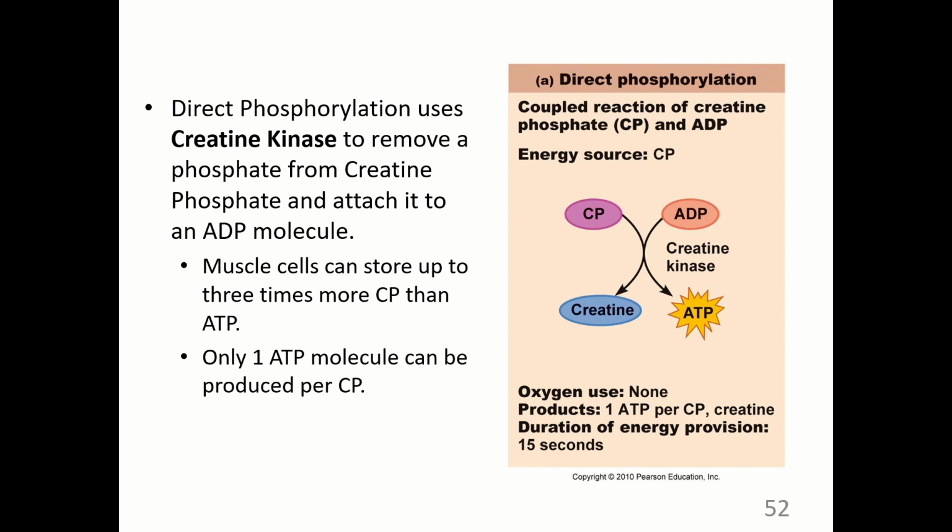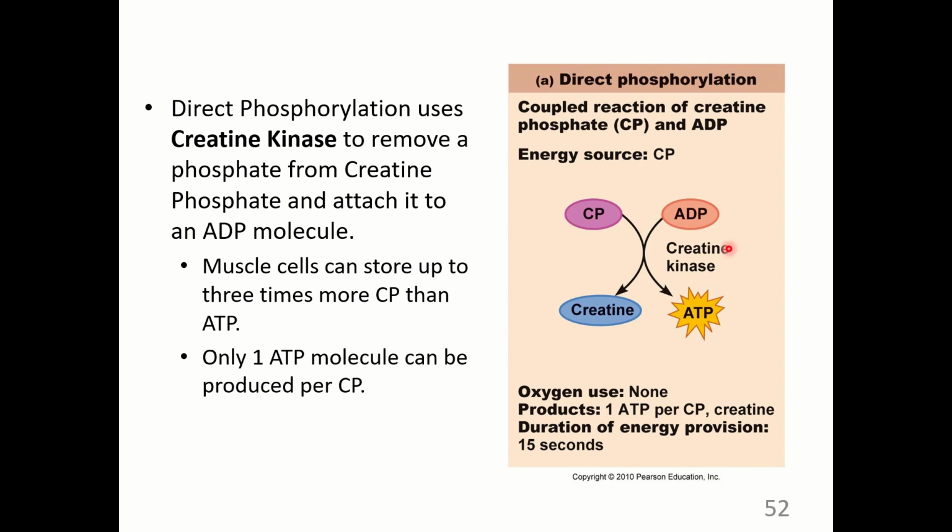Direct phosphorylation uses creatine kinase to remove a phosphate from creatine phosphate and attach it to an ADP molecule. Muscle cells can store up to 3 times more creatine phosphate than ATP. Only 1 ATP molecule can be produced per creatine phosphate, and so this is a very quick method of producing ATP, but it can only last us about 15 seconds.